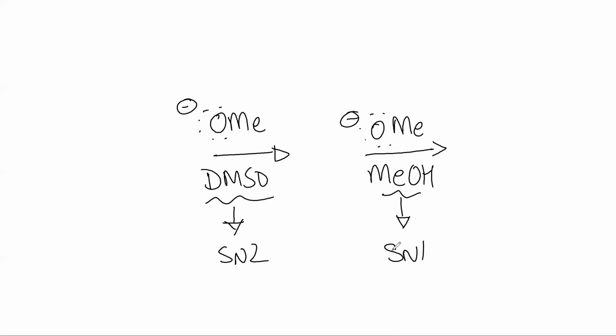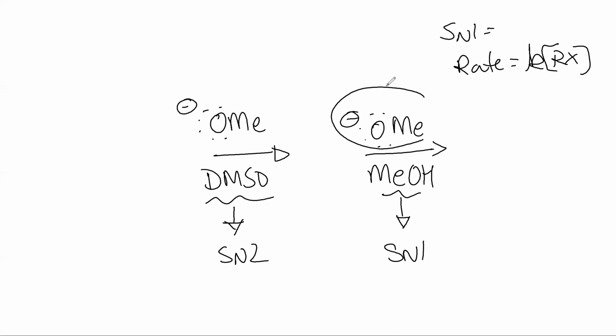But the trouble is that for an SN1 reaction, the rate doesn't involve the nucleophile at all. It's just the rate of the alkyl halide ionizing. So if we were to try to use methoxide in methanol for an SN1 reaction, we wouldn't get an SN1 reaction at all. We would get an E2 elimination. So this would behave as a base.